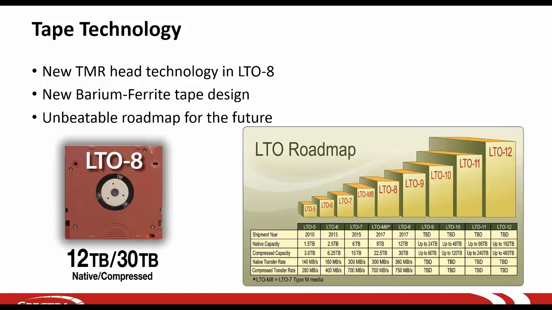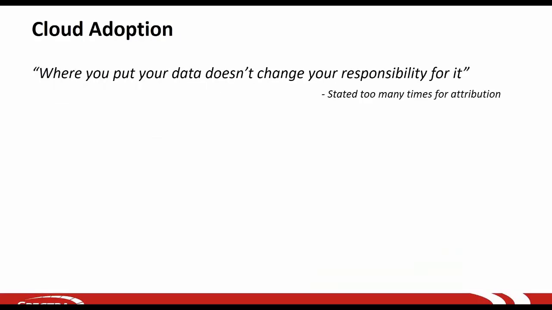That LTO8 tape, which is the version of LTO shipping today, is a 4-inch by 4-inch tape. 12 terabytes native, up to 30 terabytes compressed. With this roadmap committed all the way out through LTO 12, you're actually going to see 192 terabytes in that same 4-inch by 4-inch space, up to 480 terabytes compressed. So this is really new technology in today's world, and how we think it helps with cloud adoption is quite simple.